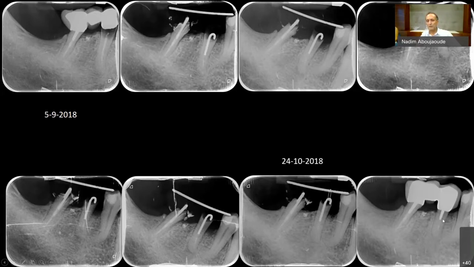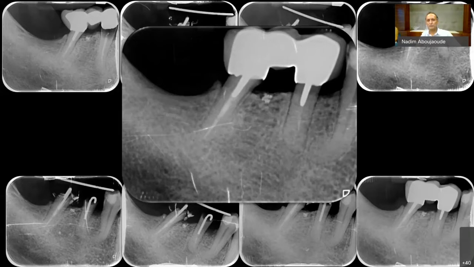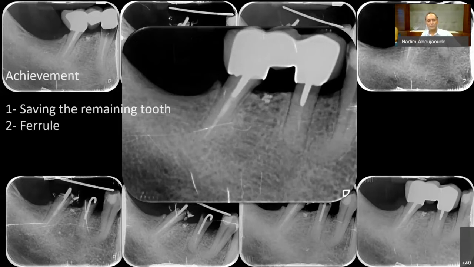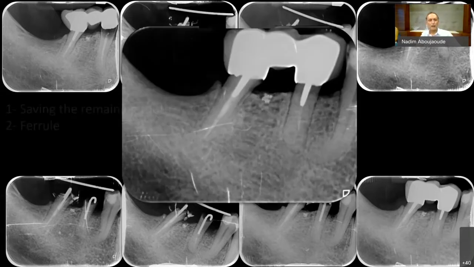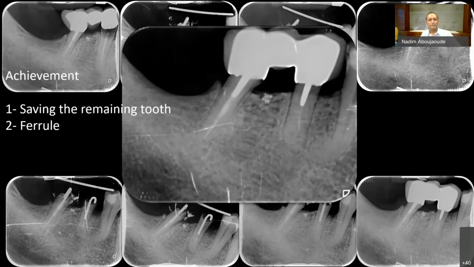So which is quicker, implants or bridge? Here is the bridge, and this bridge has been lasting for the last 2 years, for now. What did we gain? We gained the tooth and we gained the ferrule effect. Look at this molar. Can we apply it to these molars? Yes, we can. This is an external resorption at the molar.